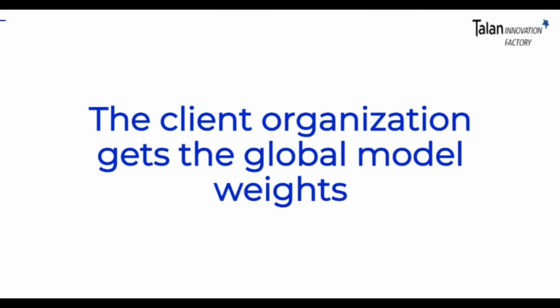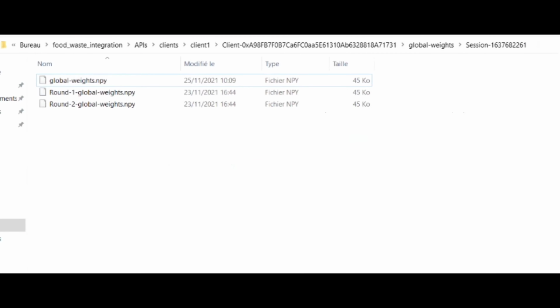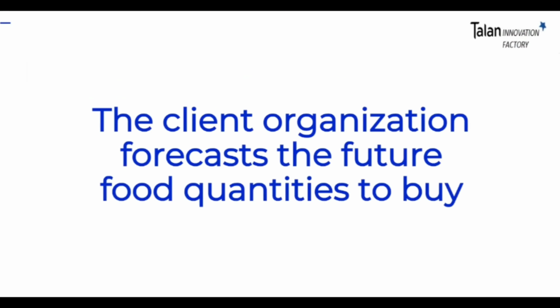Now, we trained our model so the central organization gets the global model weights. As we see, the weights are generated in a folder with global weights, and each weight in each round is sent to clients. After receiving weights, the central organization forecasts the future food quantities to buy.